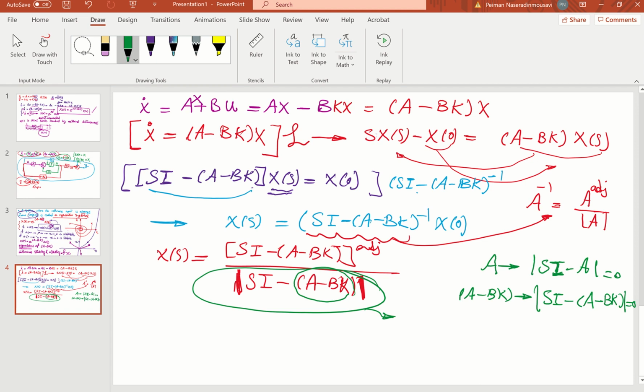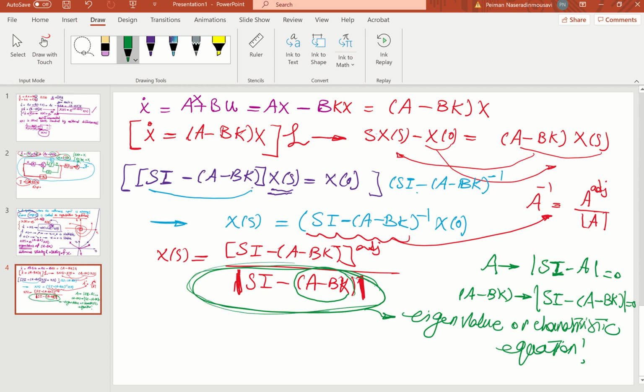So the name of this is the eigenvalue or characteristic equation. Remember, I told you. So this gives you the eigenvalues of the problem. So this is the denominator. Denominator in undergraduate control gives you what? Poles of the system. Understand? These are the poles of the system.